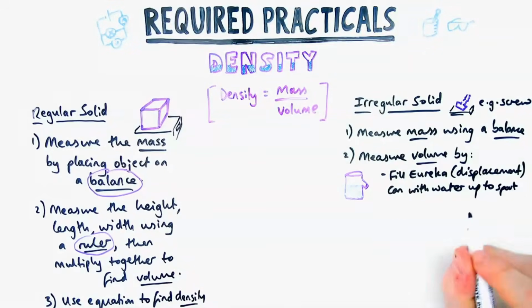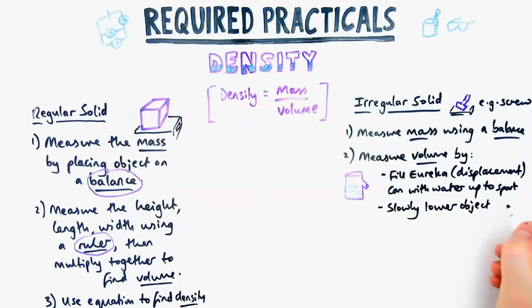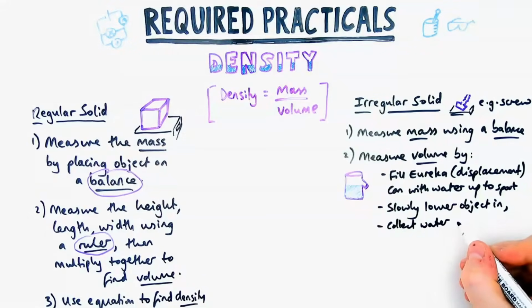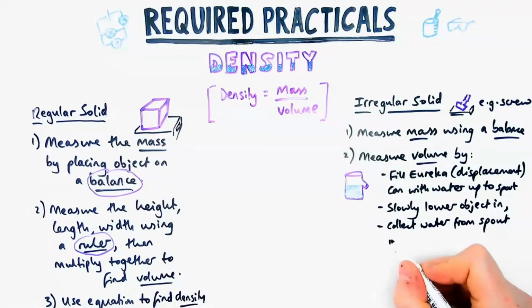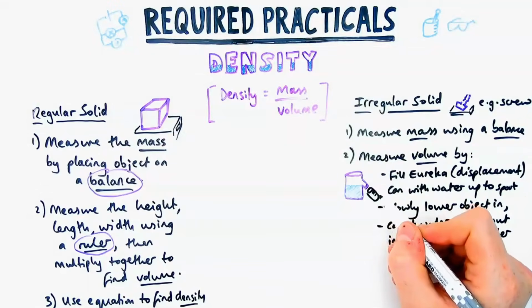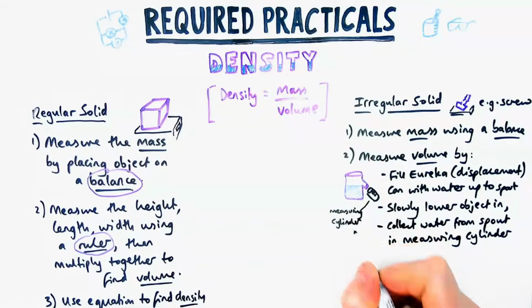Now, that bit's really important, we'll come on to later. Then you're going to slowly lower the object into the displacement can, and you're going to collect the water from the spout in a measuring cylinder. Really important, this bit. A measuring cylinder just below the spout to collect all the different drops of water that come out once you put the object in.